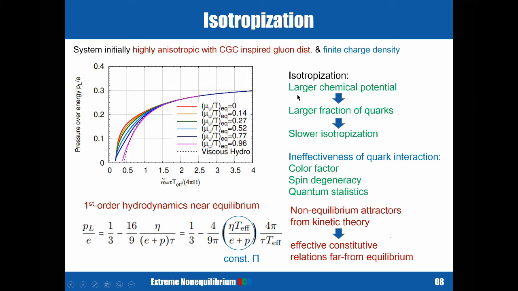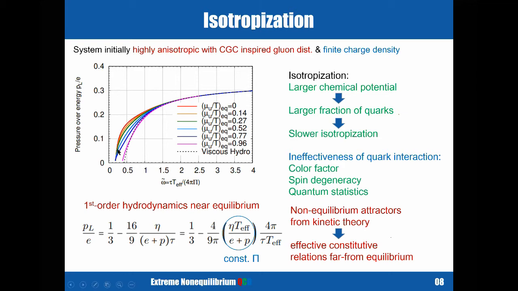So one explanation of this is that a larger chemical potential eventually has a larger fraction of quarks, and the larger fraction of quarks in the interaction will slow this isotropization. There are a few very simple arguments for this ineffectiveness of the quark interaction. First, it has a smaller color factor, and the spin degeneracy also gives a smaller degeneracy factor. And also because of quantum statistics, the Fermi blocking will suppress the quark interaction.